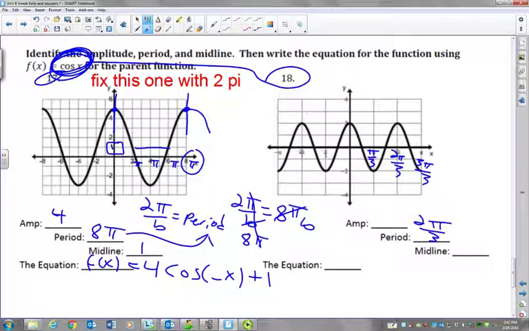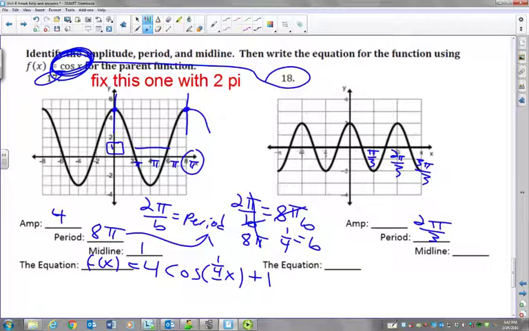Now the pi's cancel, leaving us with 2 over 8. And so our b value, 2 over 8, just reduces to 1/4. Nice. So that's going to be 1/4 x. Bam. So there's our b value there, 1/4 x. And there's your answer to number 17. Good job. So try a few more of those.